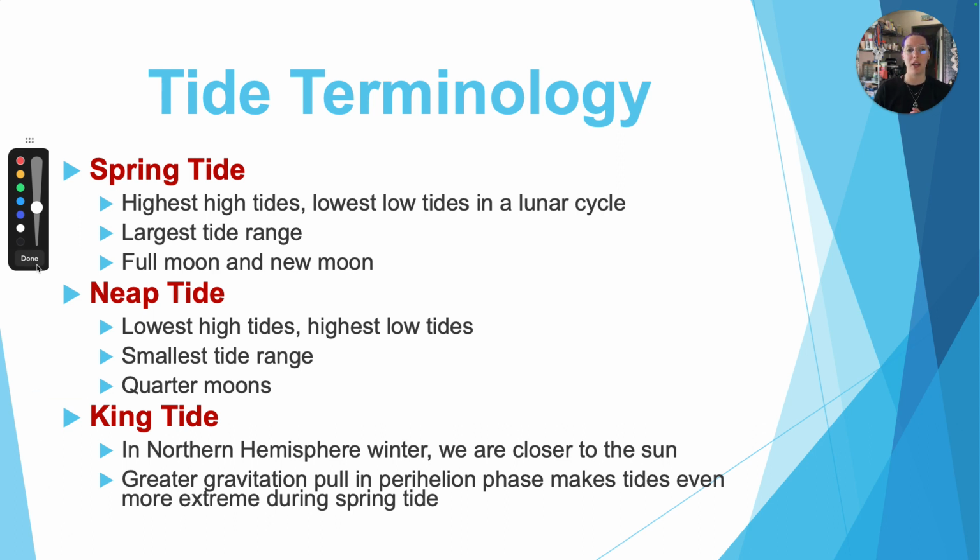This is when in our northern hemisphere winter, we're actually closer to the sun. It's called the perihelion phase. So if we're closer to the sun, the gravitational pull is going to be greater. Thus, there's going to be an even larger tidal bulge or gravitational bulge. And so the tides will be even higher. High tides will be even higher and low tides will be even lower.